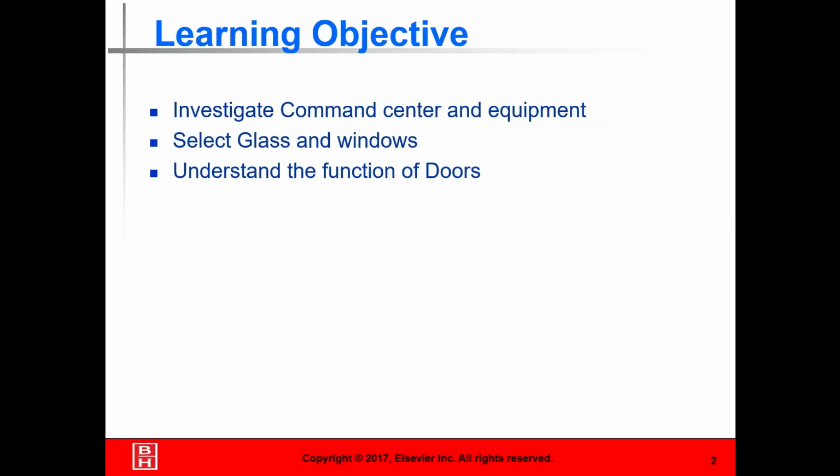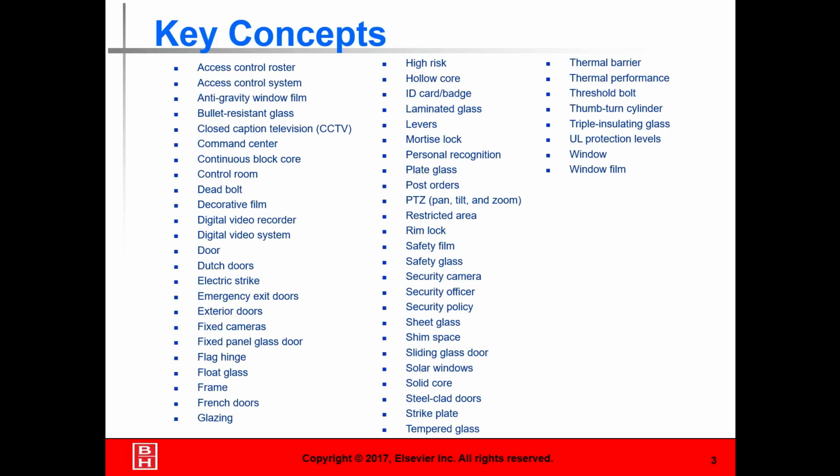So again, learning objectives: investigate command centers, select the glass, and understand doors. It's actually the opposite. We're going to start with doors, go to glass, and command centers are last. Key concepts. There's a lot of them. And as we get into each different section, it will make more sense. But this is everything we're going to learn. Obviously these PowerPoints are available to you, so you could take a look at that.